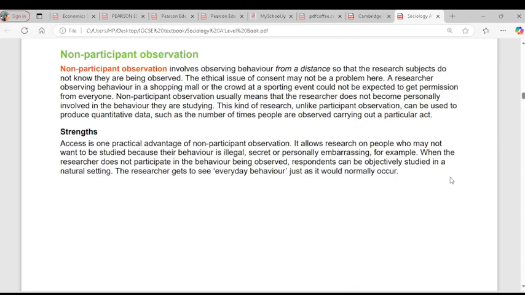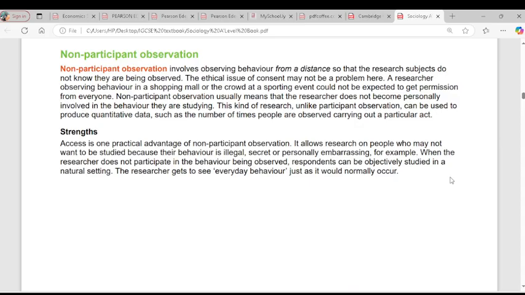So here I wrote non-participant observation. This involves observing behavior from a distance, which means those observed are not aware that they are being observed. However, there won't be an ethical issue, as the researcher cannot simply seek the permission of everyone in a public place. The researcher is not involved.